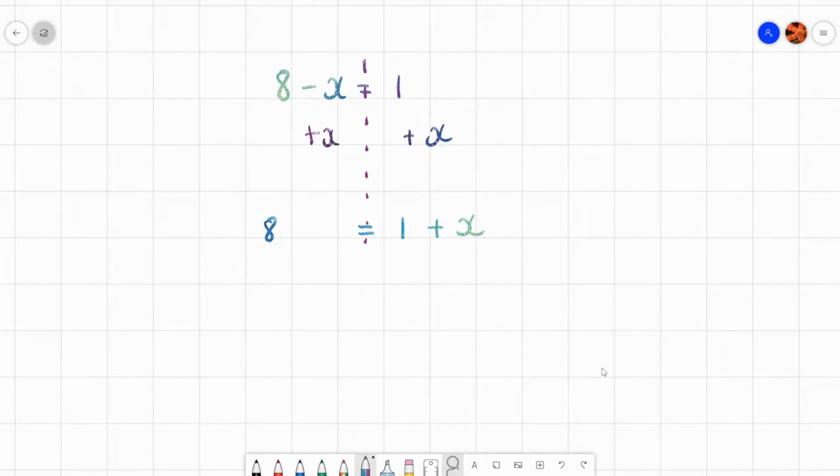What I could now do is get rid of the number 1 by subtracting 1 on both sides. 8 take 1 is 7. 1 take 1 is nothing, and I'm just left with x. So my answer is x is 7. Okay.